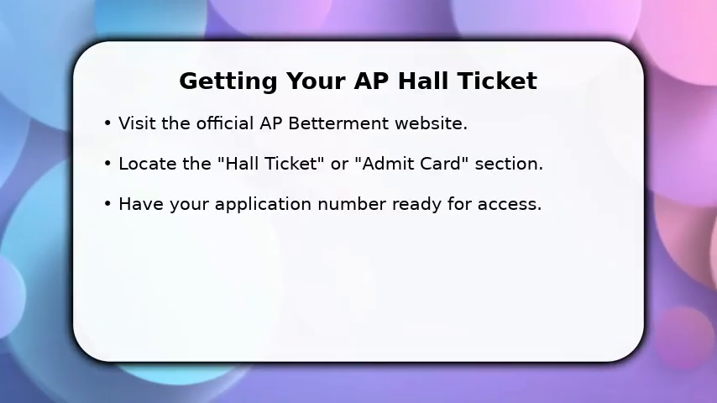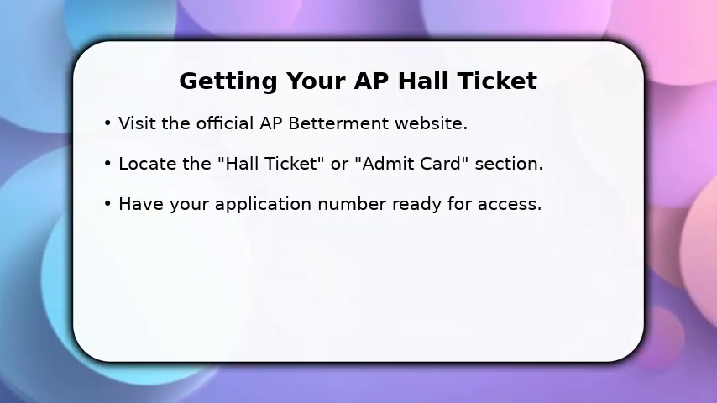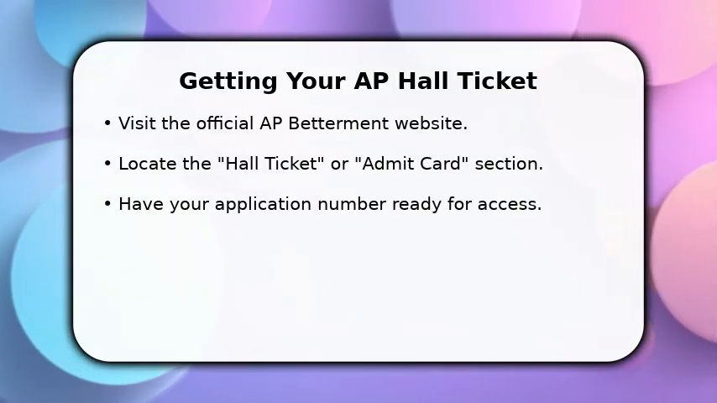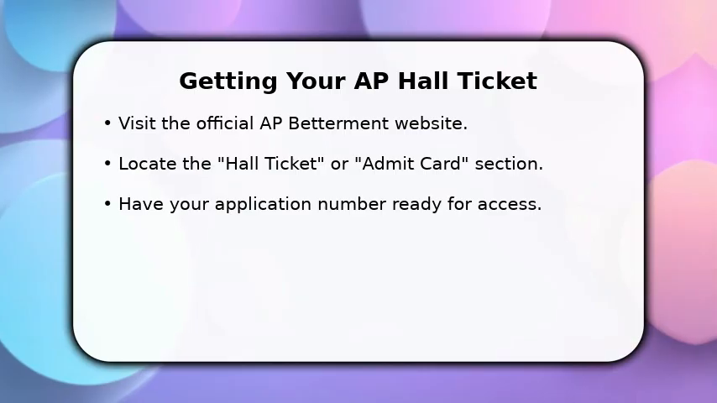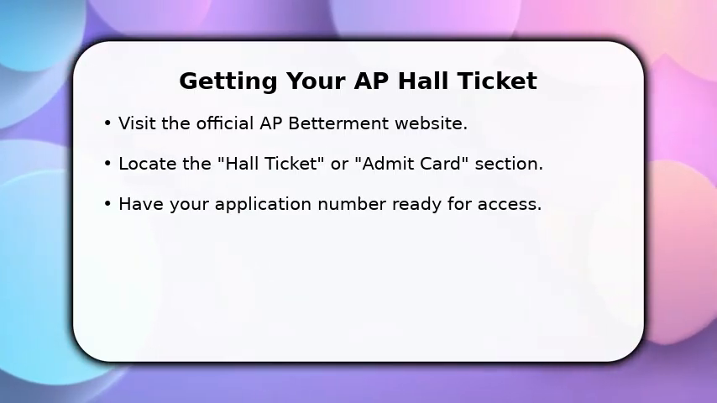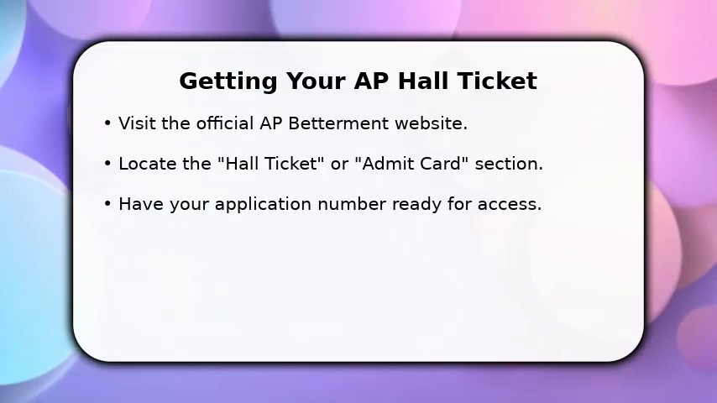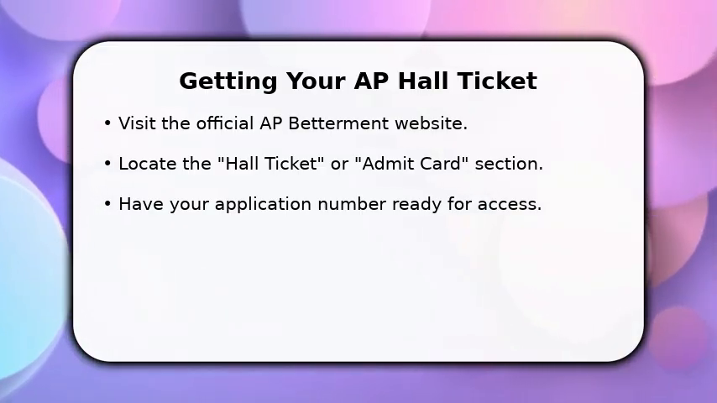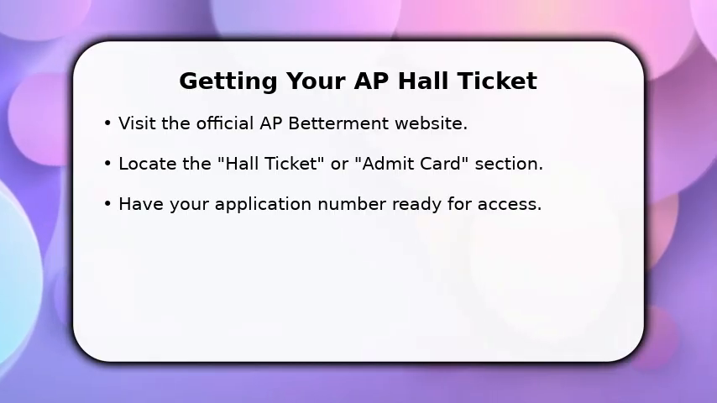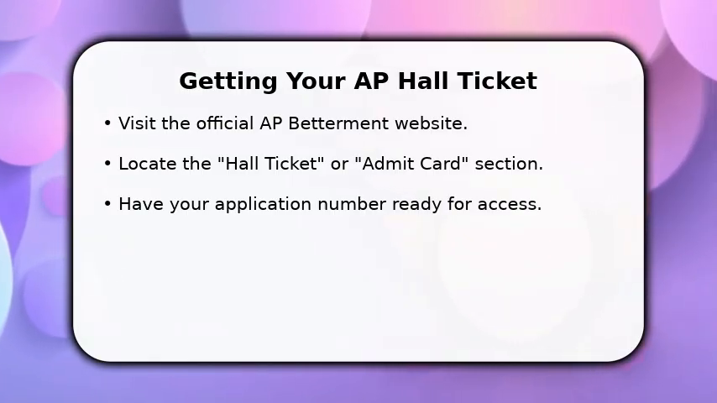In this video, I will explain how to see your Betterment Hall Ticket AP. First, navigate to the official website for AP Betterment examinations. Once there, look for a prominent link or section specifically labeled Hall Ticket or Admit Card. This is usually found on the home page or under a Student Services menu.